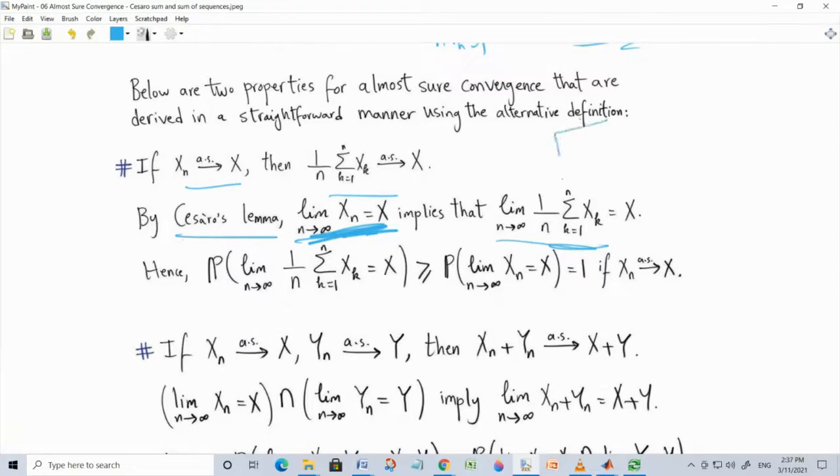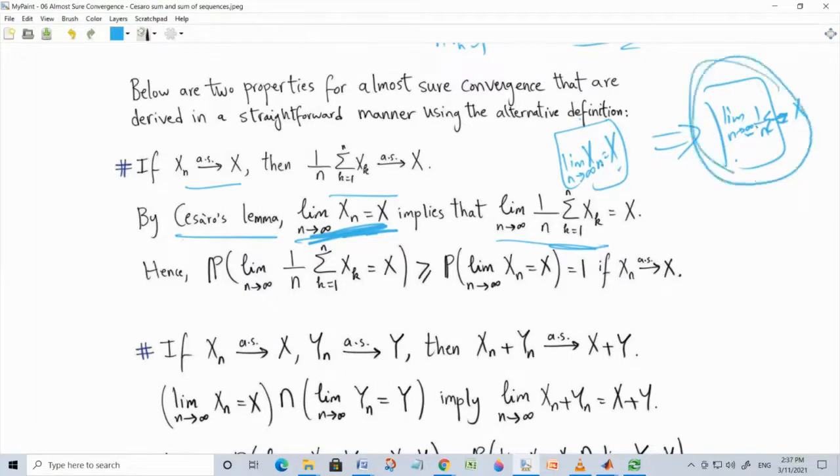So we have again an event implying another event. Basically this event is that limit n goes to infinity of Xn is equal to X. Then here we have that the limit n goes to infinity of 1 over n times the summation is also equal to X. So this event implies that event. Then the probability of this guy is greater than or equal to the probability of this guy.